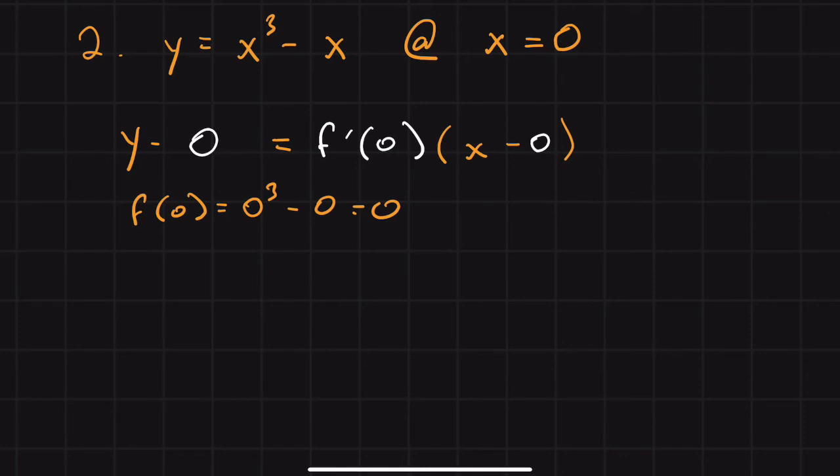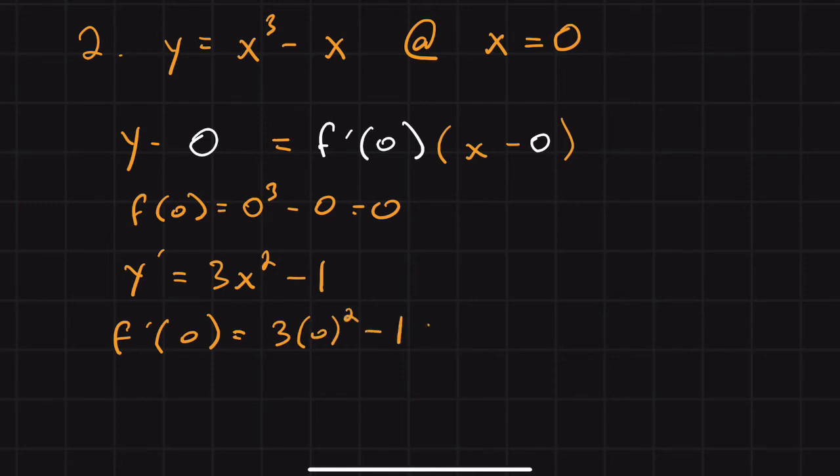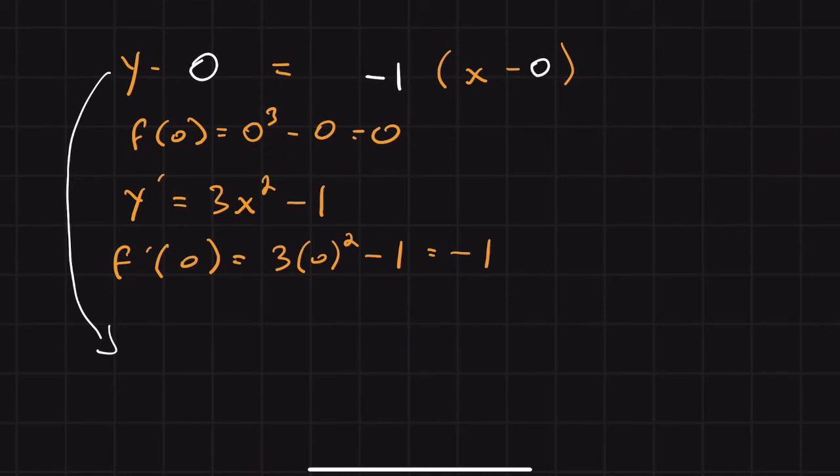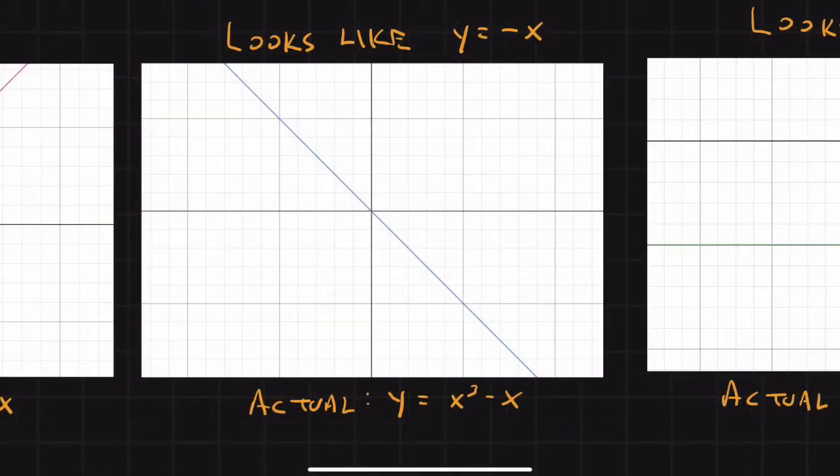Now we need to find f prime of 0. First, let's find y prime. The derivative of y would be 3x squared minus 1. That is our f prime of x. So all we need to do is substitute 0 into f prime. That would give us 3 times 0 squared minus 1, which is equal to negative 1. So replace f prime of 0 with negative 1. Finally, we can simplify this equation and just solve it for y. That would give us y is equal to negative x, which is exactly what that curve looked like when we zoomed in close enough.